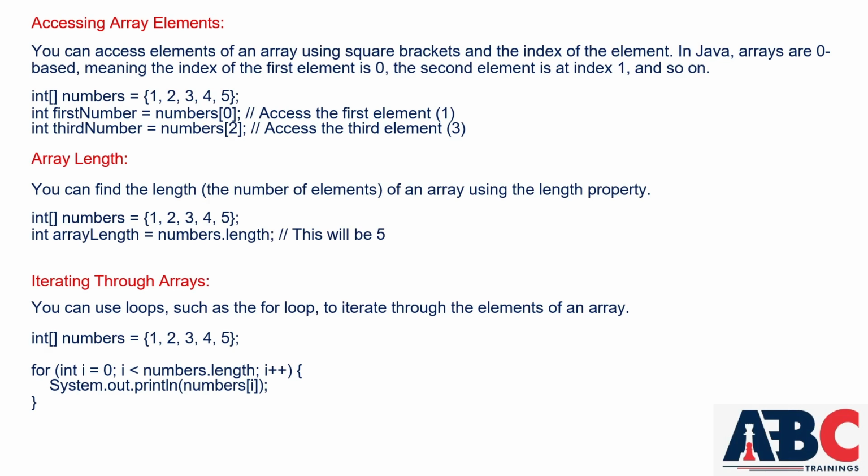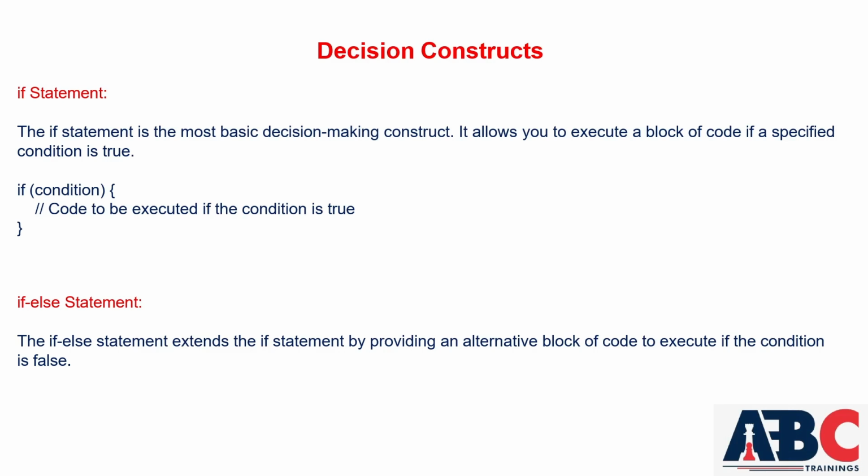Then iteration through the array. You can use loops such as the for loop to iterate through the elements of an array. So we use the for loop to iterate through the array. Then decision constructs, that means decision making, like if, else, else if, and switch case are the decision constructs.